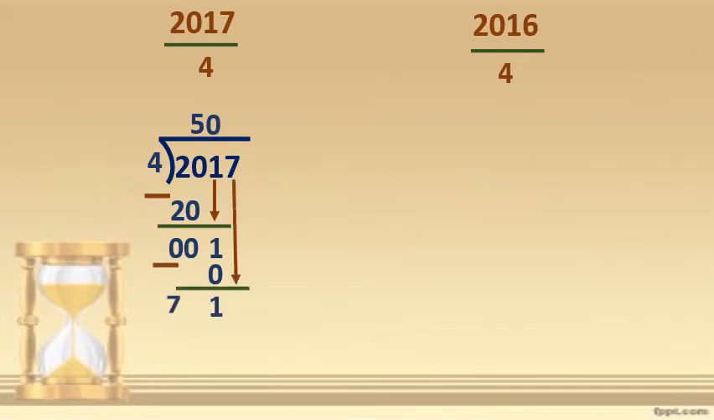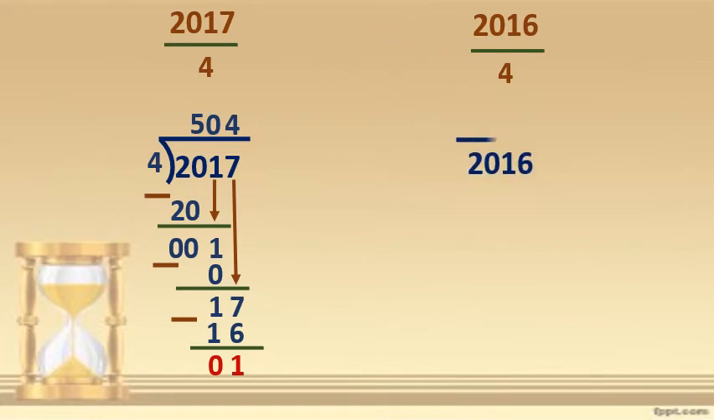Now 1 remained. 7 we will take down. It became 17. Then 4 4s are 16. Isn't it? Then what remained? 1 remained. So it is also not divisible by 4 perfectly, because we got 1 remainder. So 2017 is also not a leap year.